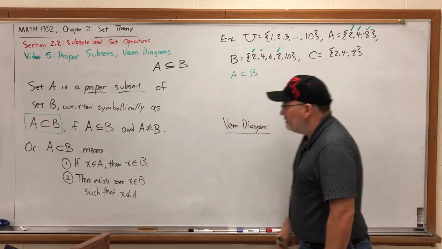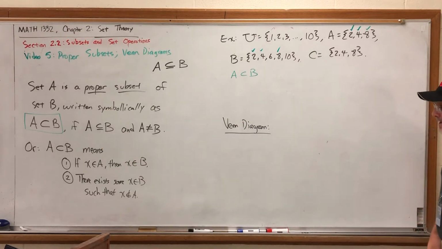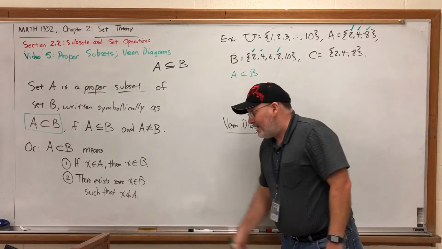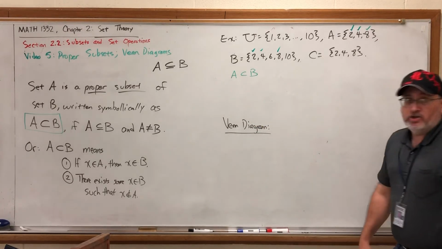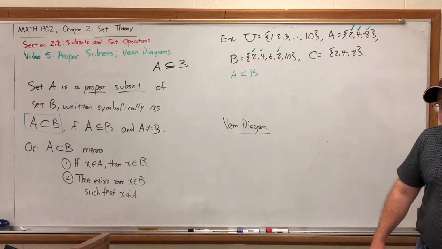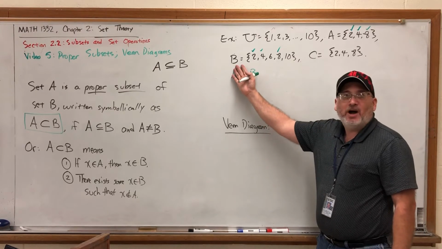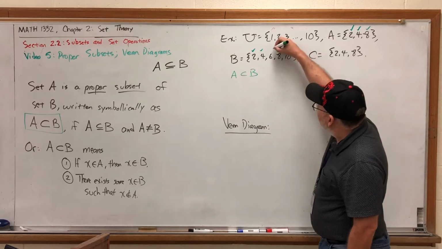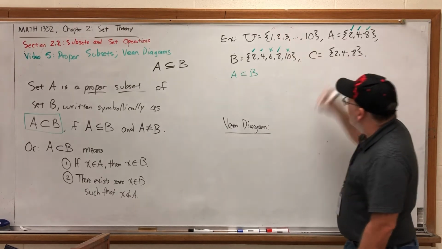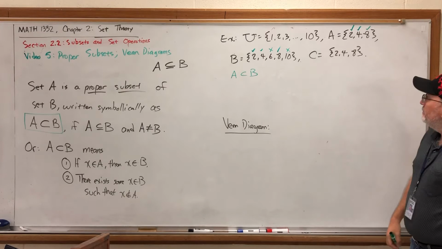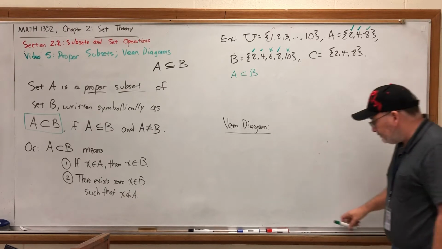It is a subset. But are they not equal? Meaning, is there something in B that's not in A? This is easy to check. You go to B and see if anybody is not checked off. Hey B, do you contain anyone that does not belong to A? The 6 and the 10. Neither one are in A. Okay, you're a proper subset.